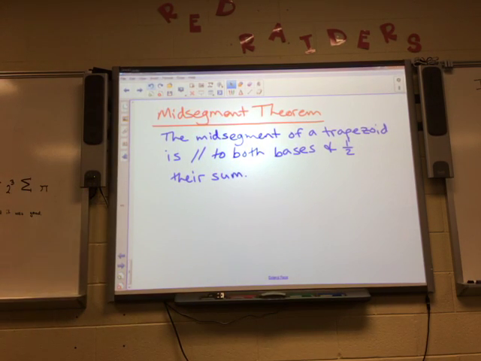And that word sum means what? Addition. We're adding them together. So very similar to mid-segment of a triangle, right? Where it's half the third side. Except now, since I have 4 sides, I have to add those 2 extra sides, and then take half of it.